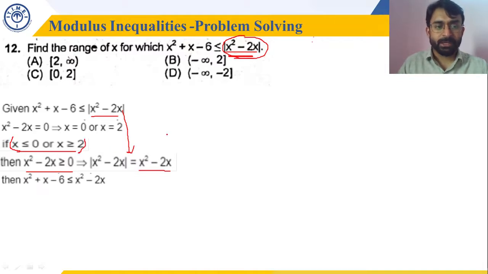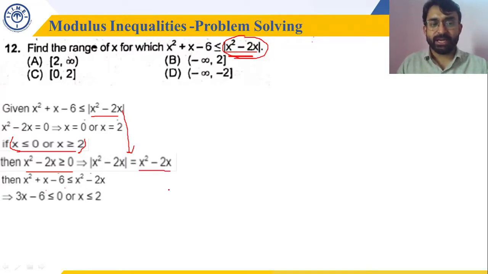Okay. Now my equation can be rewritten as x square plus x minus 6 is less than equal to x square minus 2x.